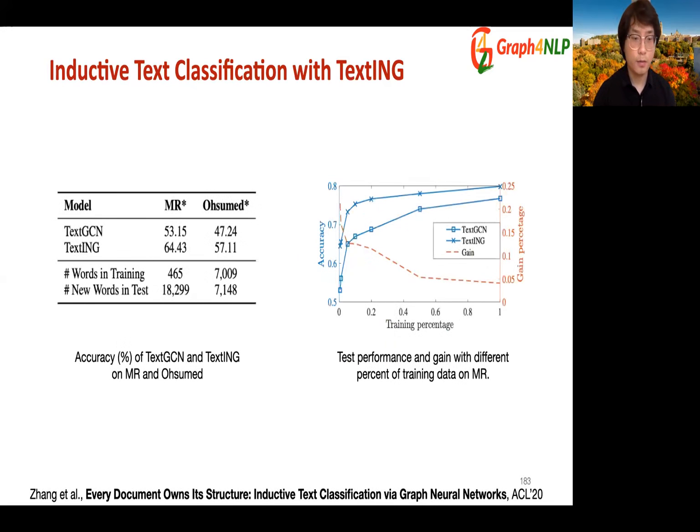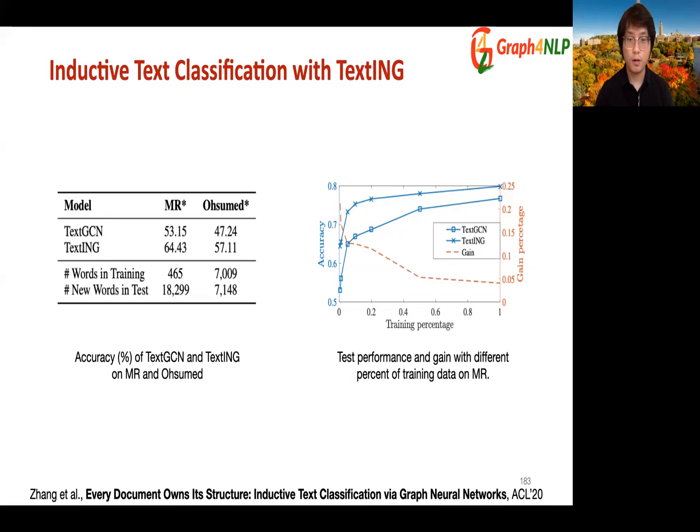So here shows that the performance of TextING is better than TextGCN, and if the training data is much less, then the advantage of TextING is even more obvious here. So basically, this shows a similar conclusion to what we have shown in the long document matching, because decomposing a long document by graph representation will be very helpful compared with just considering it as a non-structured representation.